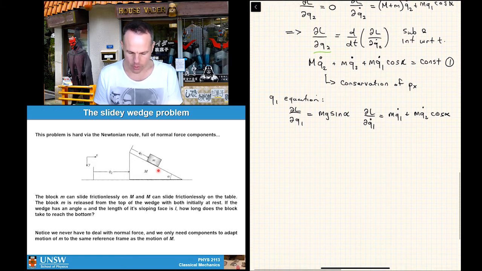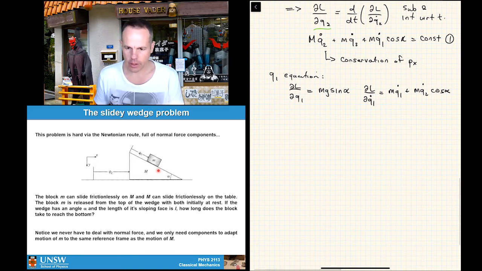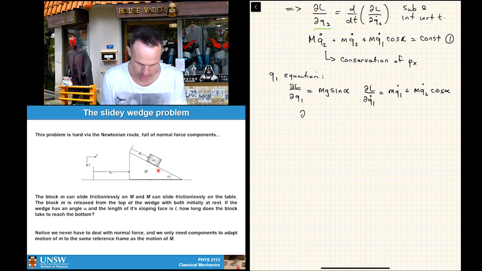And so you can already see why I chose q2 first, because it had one of the derivatives go to 0, so the equation's easier to solve. We're going to have dL/dq1 is d/dt of dL/dq1 dot.